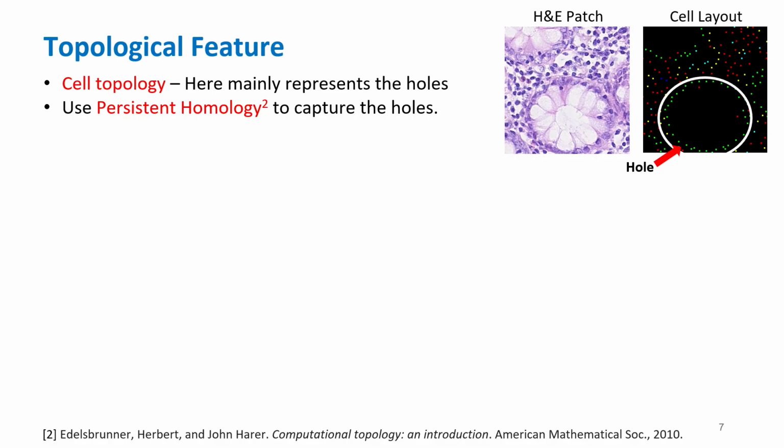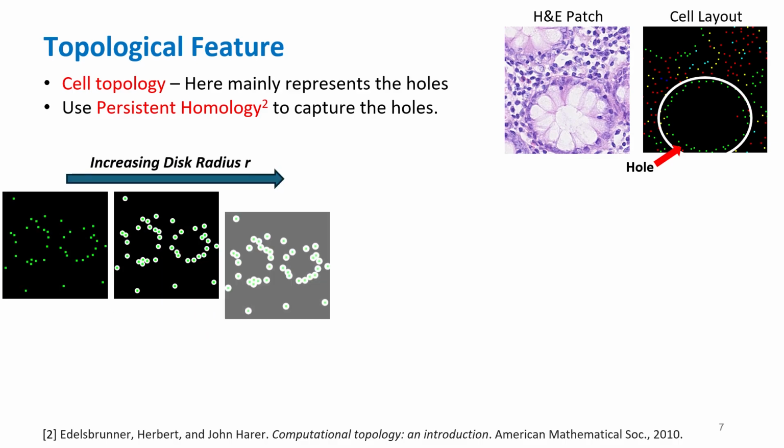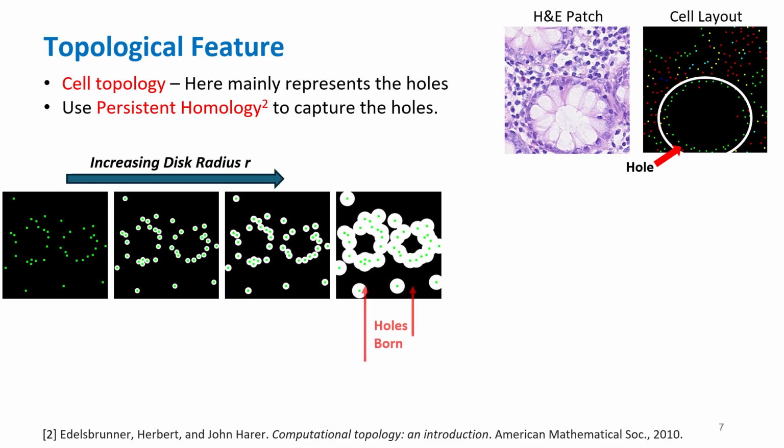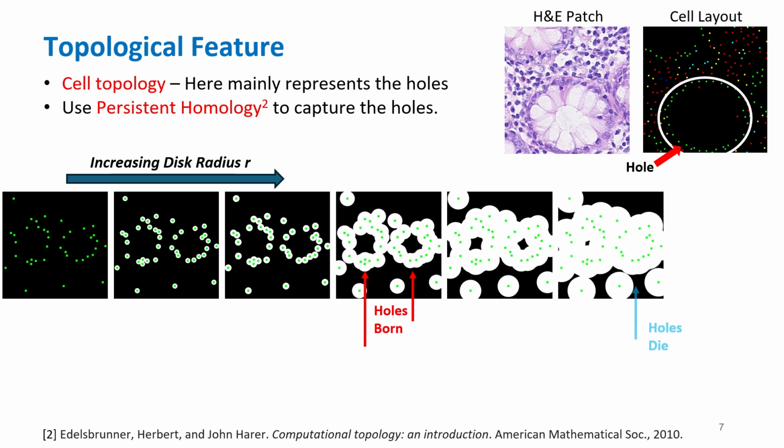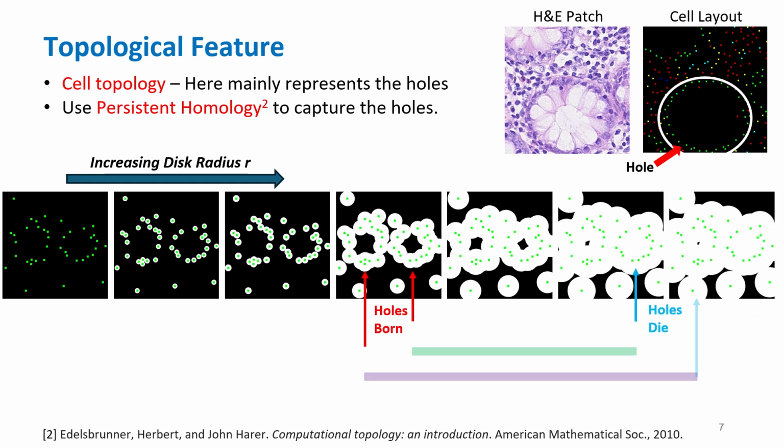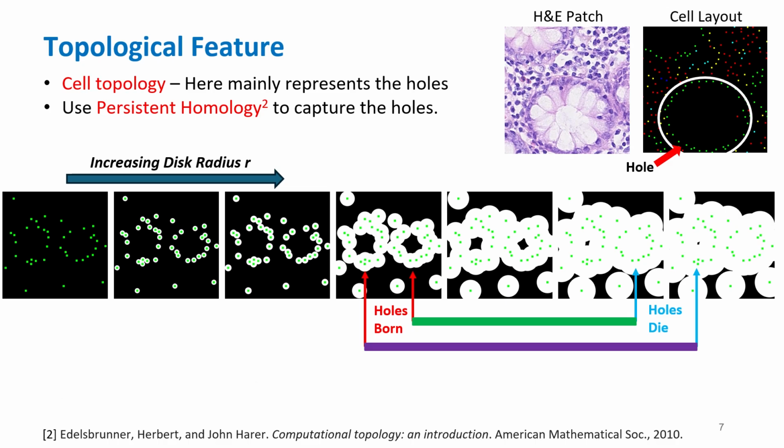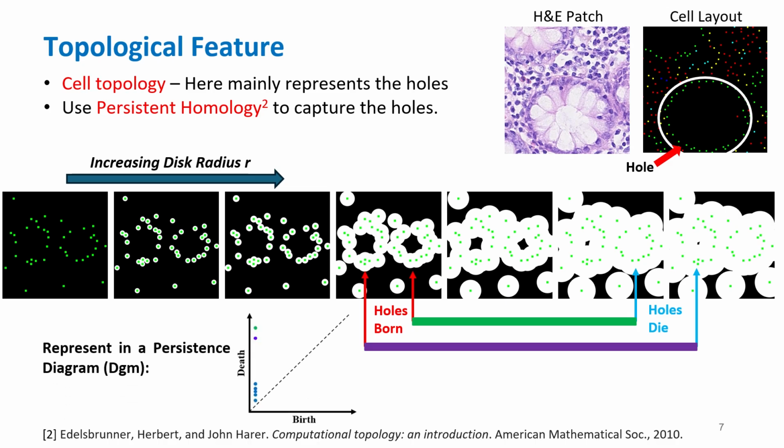Beyond cell counts, accurate representation of the cell topology, particularly spatial holes, is crucial for realistic cell layout generation. We capture cell topology using persistent homology. By analyzing the evolving topology as we increase the disk radius, we track the birth and death of holes in the layout, and we represent these events in persistence diagrams. This method allows us to precisely quantify topological structures.